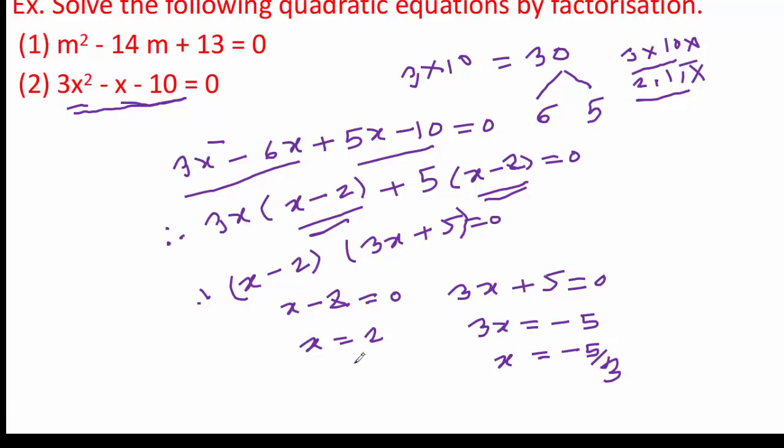Therefore, what is the solution of this quadratic equation? 2 and minus 5 by 3. x equal to 2 and x equal to minus 5 by 3 is the solution of this quadratic equation.